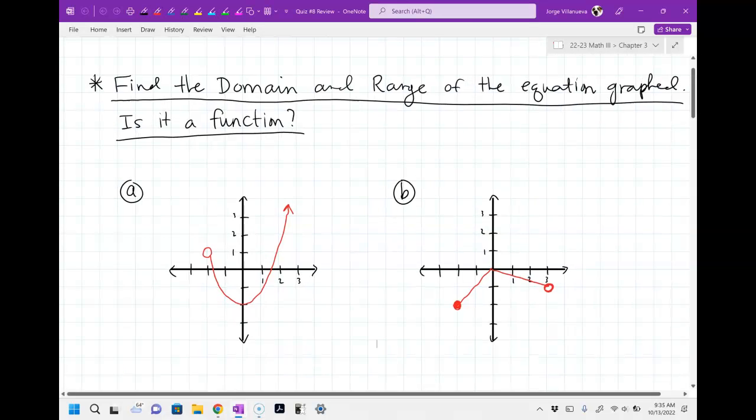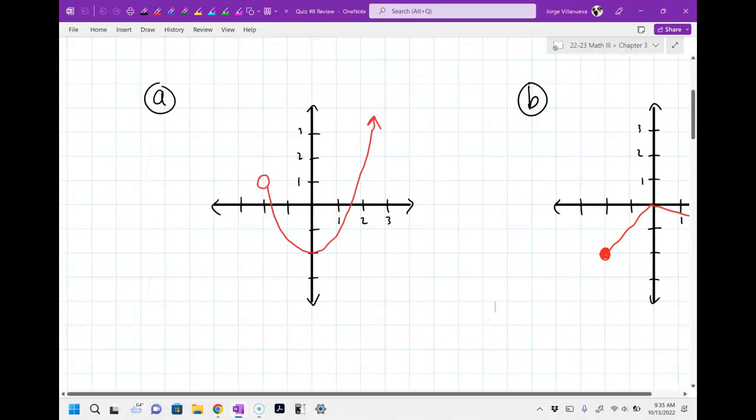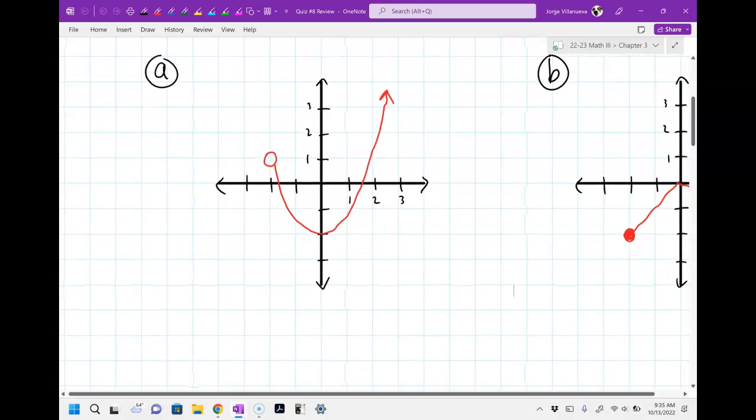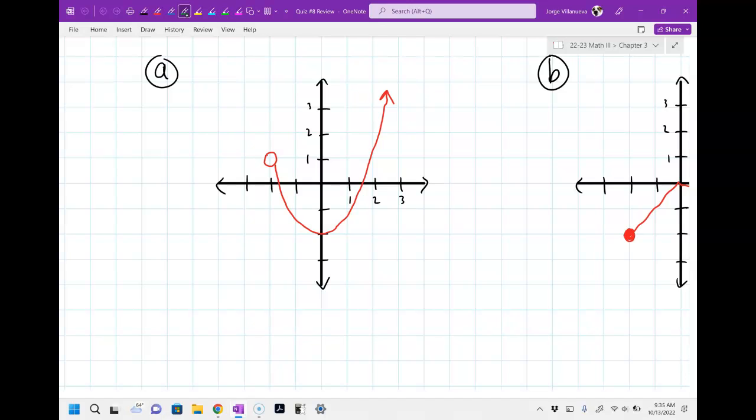Okay, but let me kind of zoom into the first one here, just so you guys can get a good look at it. So what we're going to be doing is answering a couple of questions, okay? What's the domain and range, and is it a function? So let's do the function part first, okay?